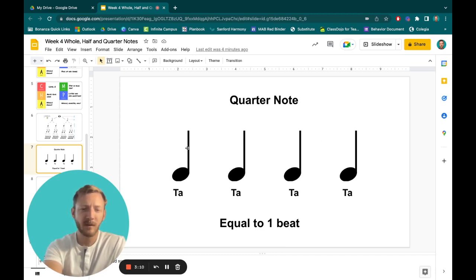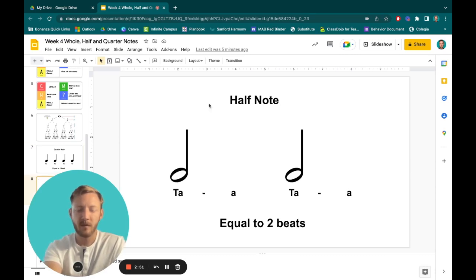Good. Try not to make these really short, make them a little bit longer. Let's try it again. 1, 2, ready, say ta, ta, ta, ta. Okay, so that's called the quarter note. These are called what? Quarter notes. Good. Next up, we have the half note.